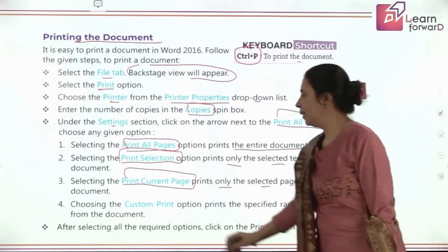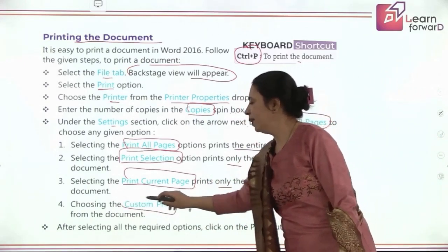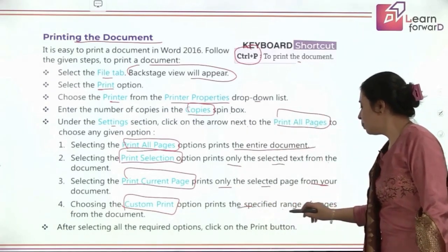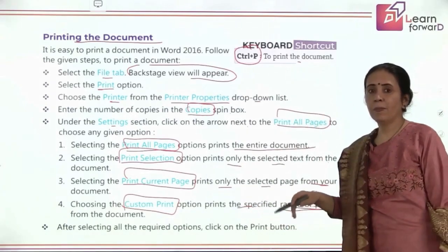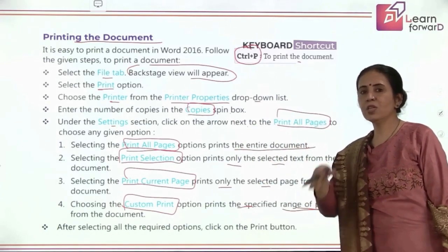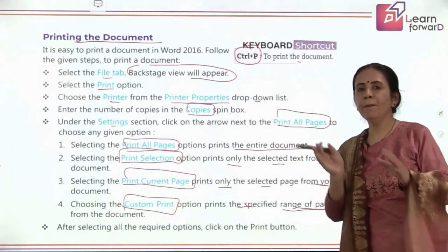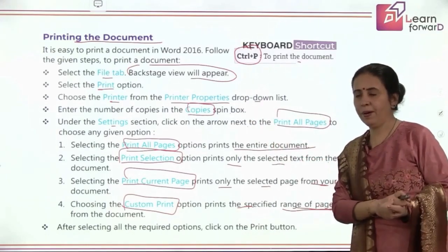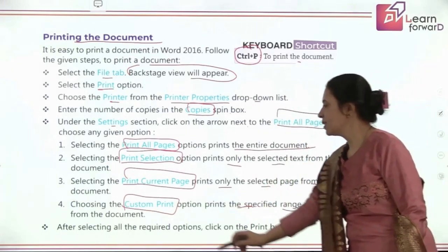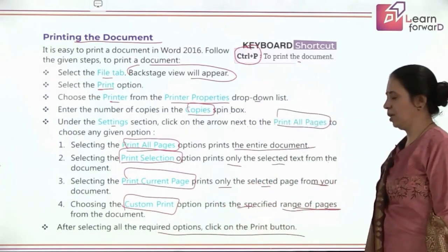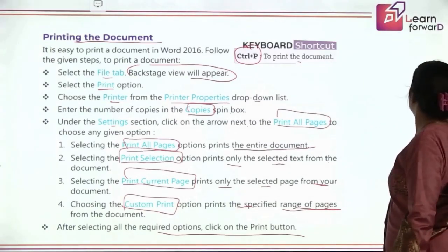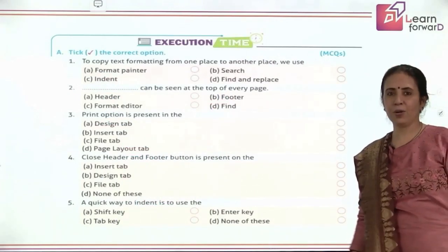Understood? And then choosing the custom print. There is an option of custom print as well. It prints the specified range. Suppose page number 10 to page number 35. So that means the pages before 10 will not be printed, pages after 35 will not be printed. So that's called the custom print. And just after selecting all the required option, click on the print button. Your output will come in the form of hard copy.